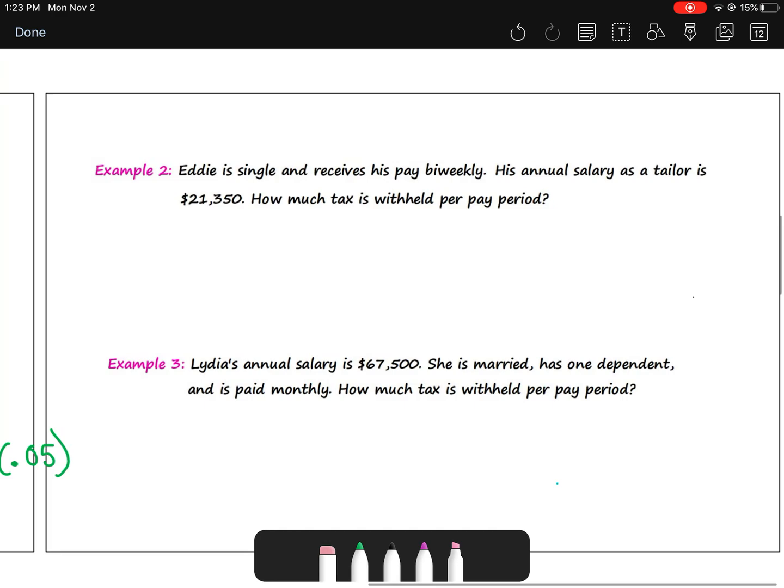Okay, so let's go ahead and do another example. Eddie is single and receives his pay bi-weekly. His annual salary as a tailor is $21,350. How much tax is withheld per pay period? First thing we're going to do is figure out my taxable wage. That's always step one. Well, we know he's single. It doesn't mention anything about dependents, so we're just going to assume single.